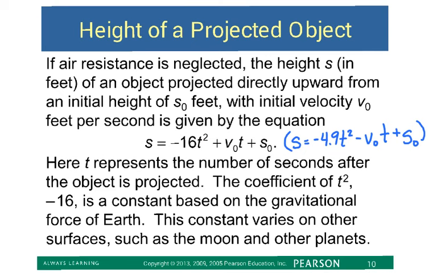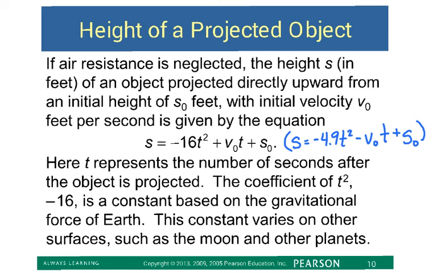Our last example is going to deal with height of a projected object. And a few things that we need to look at before we get into the problem are what I have on this slide here. It says we're going to neglect the fact that there's air resistance in these problems. And then the height is going to be denoted by S. And for this formula here, the measurement is going to be in feet. But our example uses this formula right here, in which S, our height, is going to be in meters.